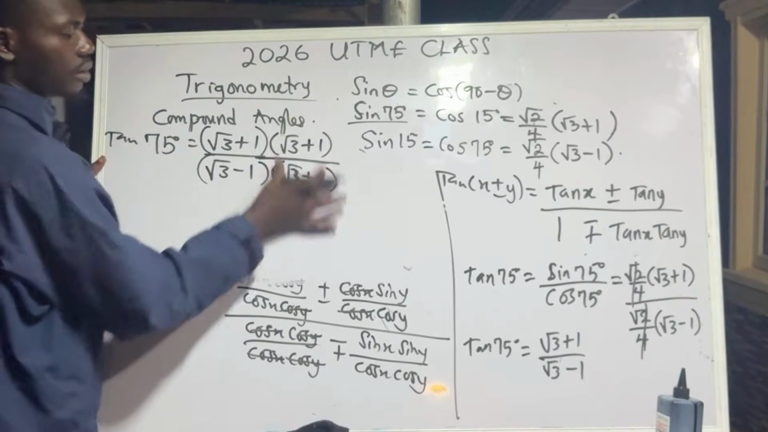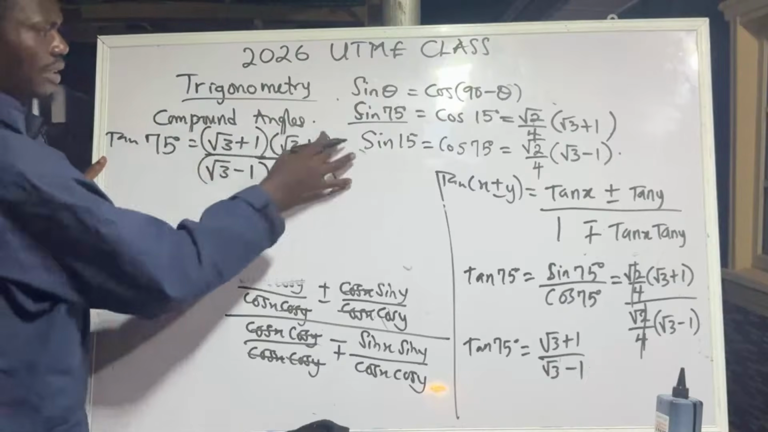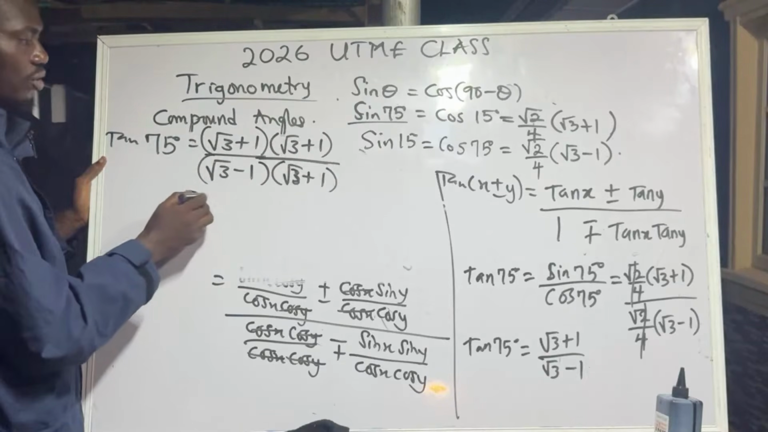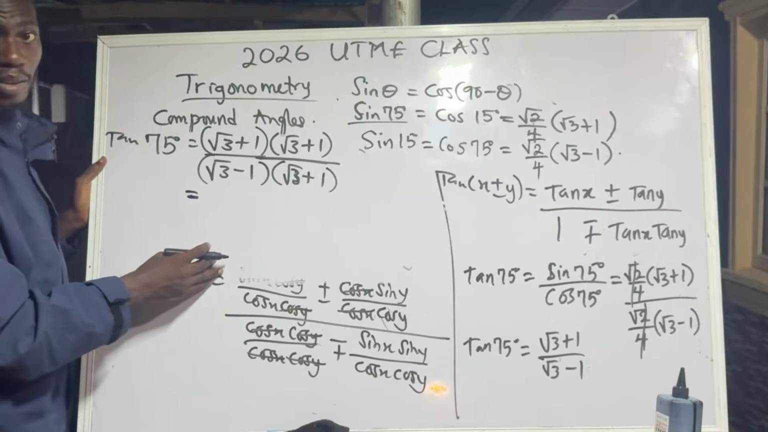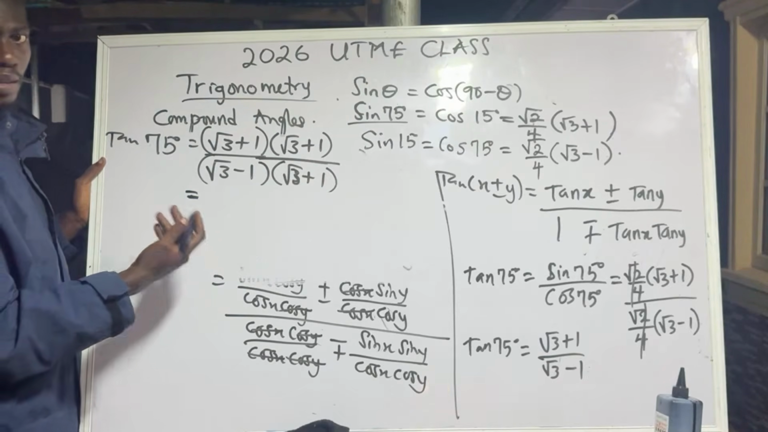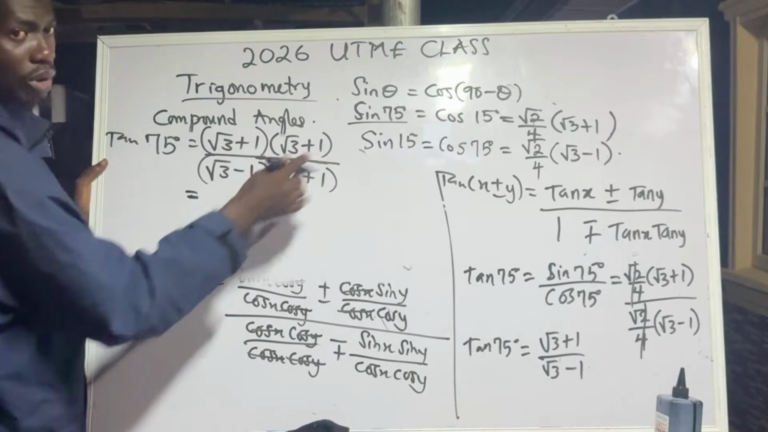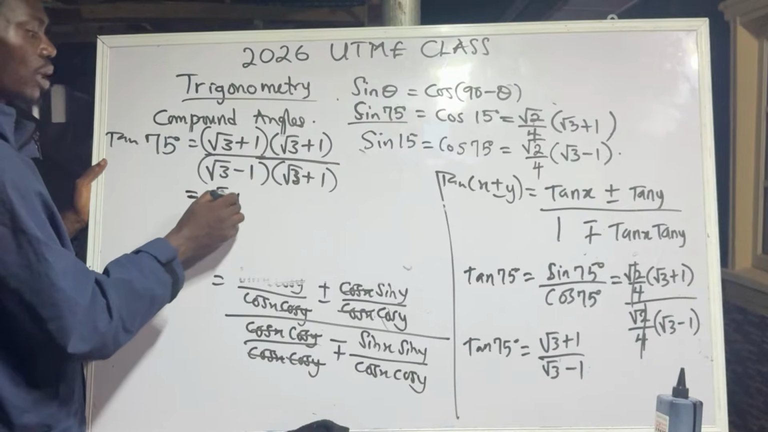Okay, this is the conjugate of this. So multiply. A good math student should know that this and this are the same thing, just like saying x times x will be x squared, just like saying b times b will be b squared. So root 3 plus 1 times root 3 plus 1, that's what? Root 3 plus 1 squared.